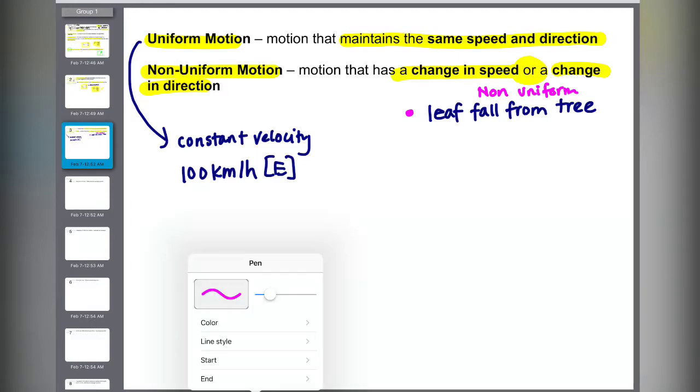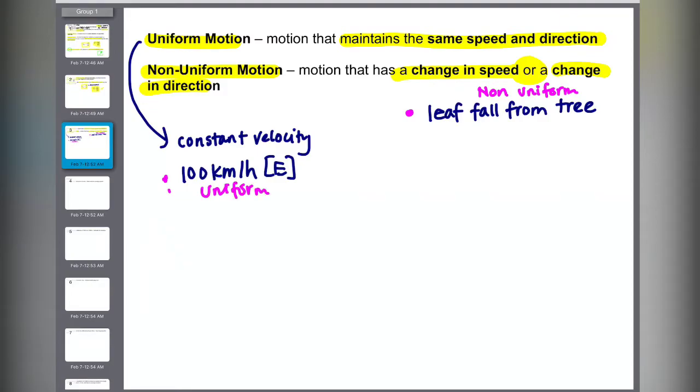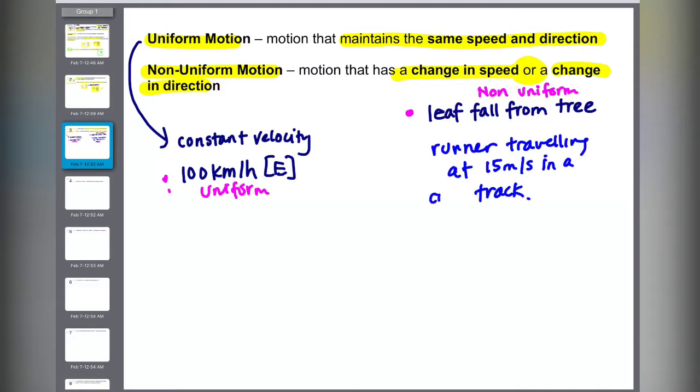If I say, we already talked about this one, this one is uniform because it's going at a constant velocity. If I tell you there is a runner traveling at 15 meters per second in a track, in a circular track, I'm even going to make it more specific. If it's in a circular track, is this uniform or non-uniform?